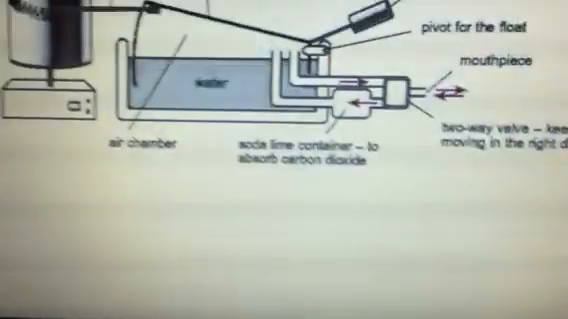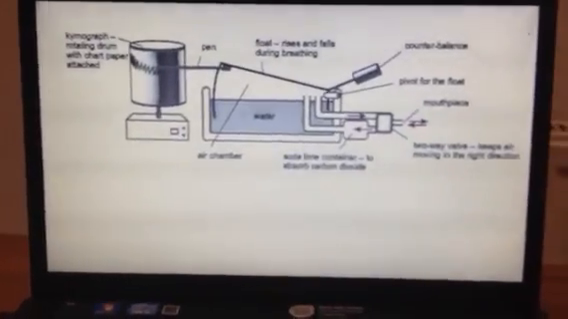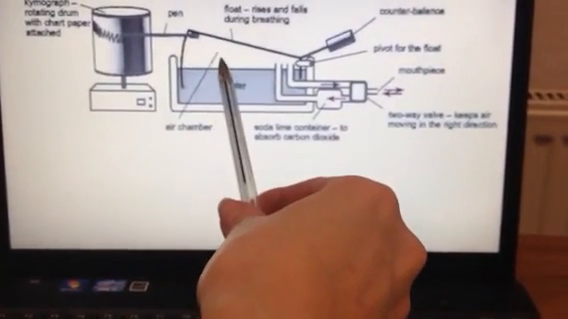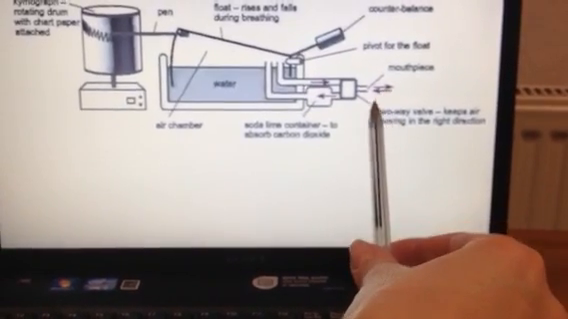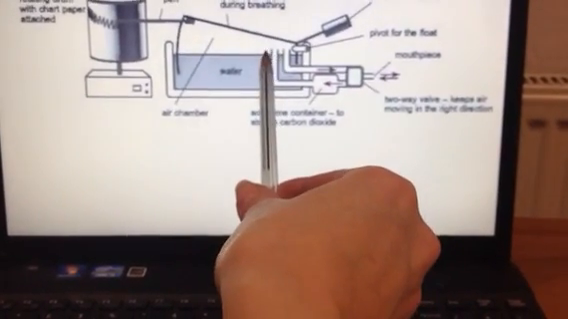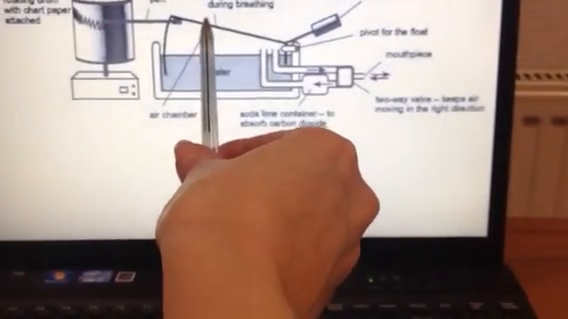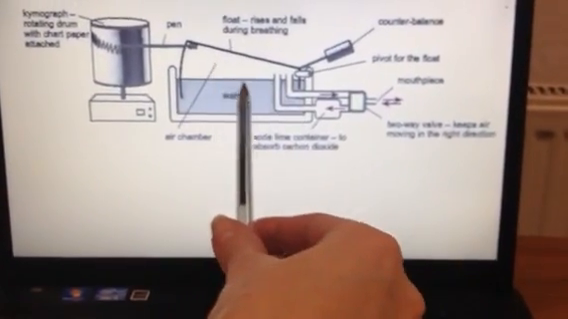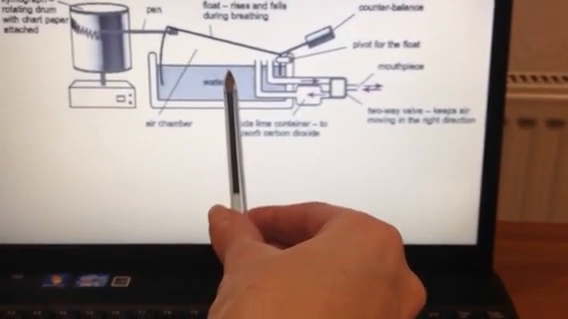On here we have a picture of a spirometer with the kymograph, showing that there is water in the chamber and air in the separate chamber. Basically, you attach yourself here to the mouthpiece. You have a soda lime to absorb any carbon dioxide that you're breathing into the machine. As you breathe out, air enters the machine and the pen goes upwards as the chamber moves upwards. As you then breathe in, you remove air from the chamber into your mouth. That causes the chamber to fall, and so you get a downward trace.